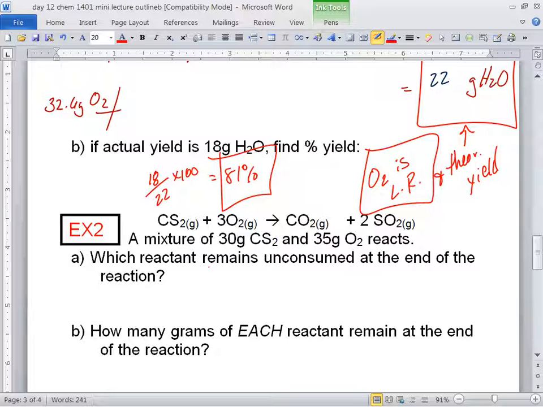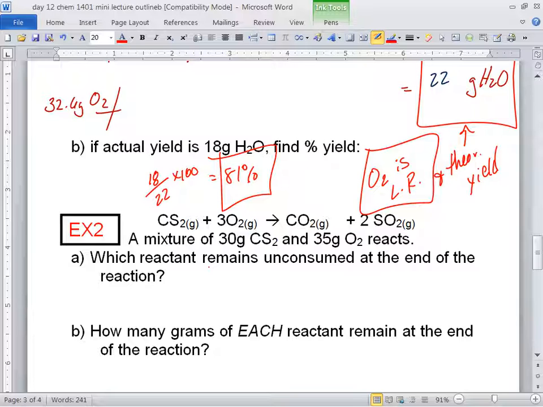Well, there's a number of things you could do. Does anybody have a game plan for EX2? One game plan is just to handle all these problems the same. So you just kind of pretend that it wants to know how much CO2 there is. It doesn't even matter. You pick a product. And then you convert both of these to CO2. That way you can determine which one's a limiting reagent, right?